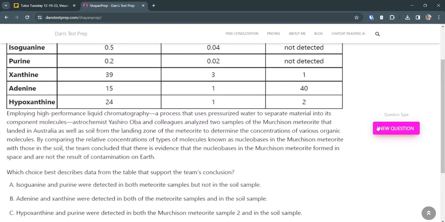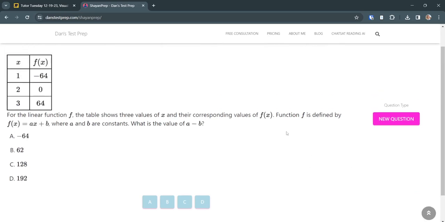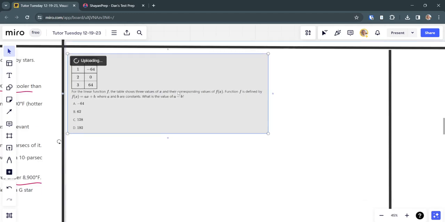I think we did this one in previous. Let's do this one. A nice little math question.